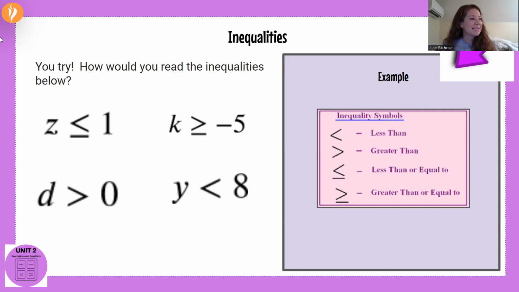All right, the first one, z is less than or equal to 1. The second one, k is greater than or equal to -5. The next one, d is greater than 0. And the next one, y is less than 8.